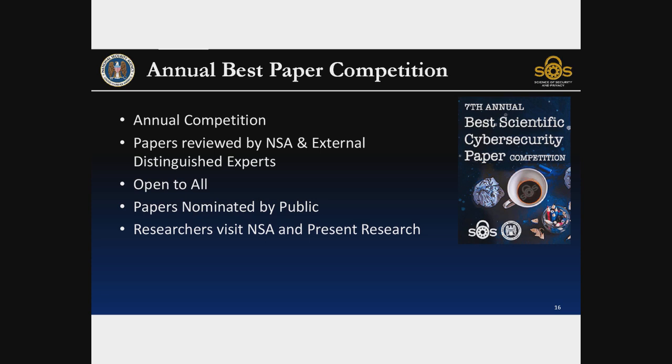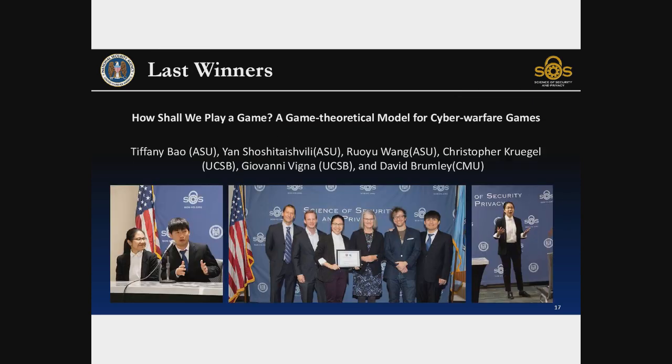So we get these papers, we first run them through an NSA review team, and we have a panel of external distinguished experts to provide reviews on them. Experts include Whit Diffie, inventor of public key cryptography, Phil Venables from Goldman Sachs, and some other professors. There's 10 of them. And then in the summer, early fall, we announce the winner and we invite them to come to NSA and present their research. And here we are. We got pictures from last year.